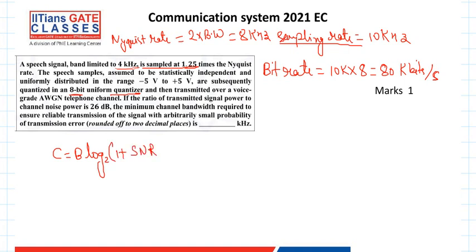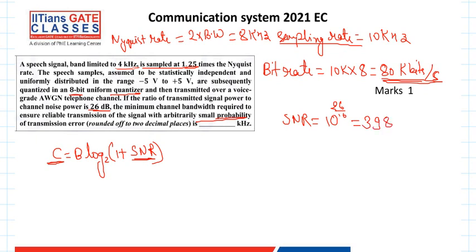Okay, so this channel capacity should be equal to this bit rate to transmit the signal with a minimal, or a small, probability of error. Now SNR is given, but it is in terms of dB. But in this formula, we use the SNR on a linear scale, so we need to convert it to the linear scale. So in linear scale, it will become 10 to the power 26 by 10, which is 398.